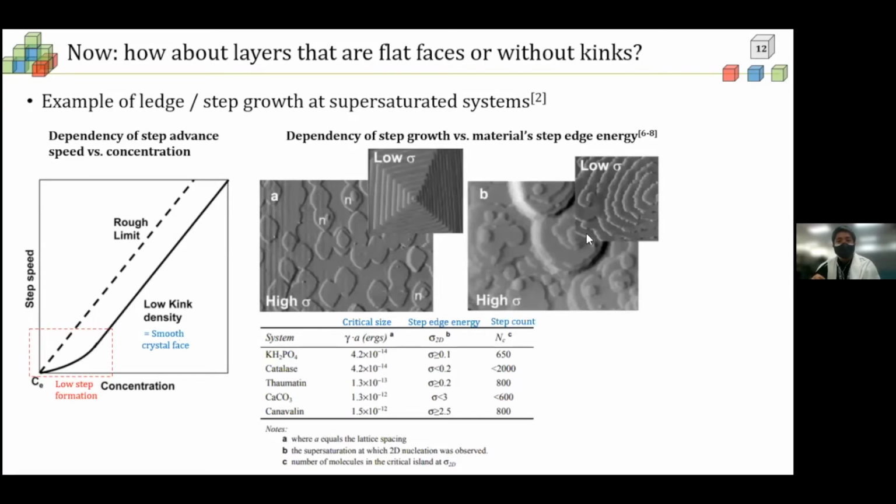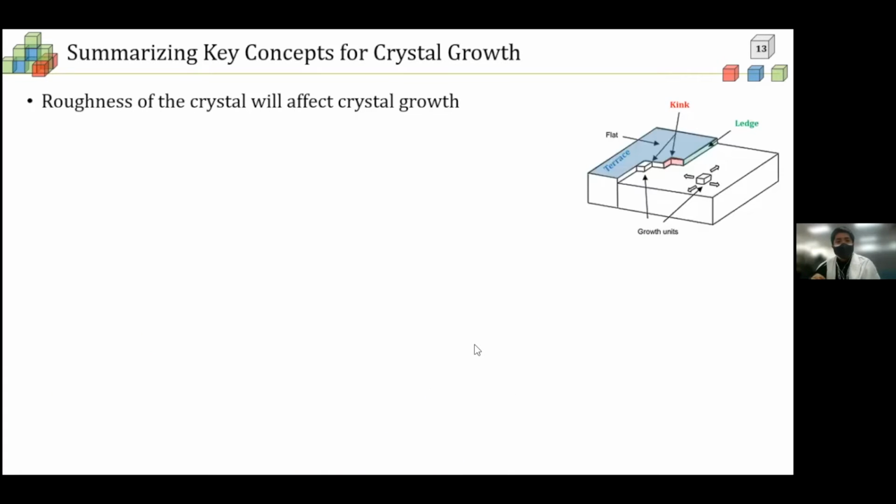And similarly, there are some dependencies of these step growths on the material step energy. So what you have here as an example are the differences between low surface energies and high surface energies. In these studies, there would also be differences in our step counts depending on the surface energies of these systems. So more or less in summary, the roughness of the crystal will generally affect our crystal growth. We do note that kinks are the sites that are favorable to grow.